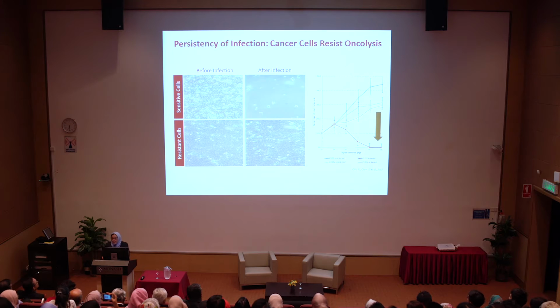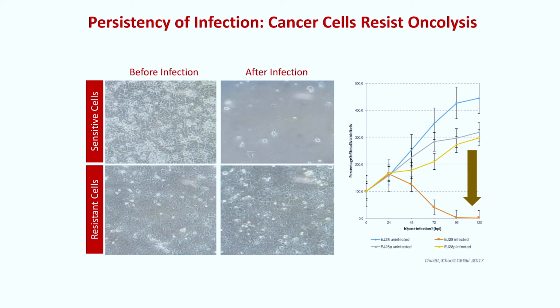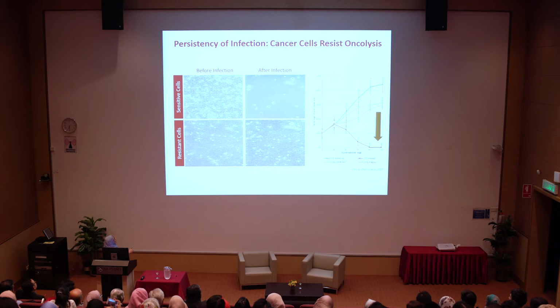In this slide, we have two types of bladder cancer cells. That is the sensitive cells, and these are the resistant cells. And this is before infection. You can see that the sensitive cells all die after viral infection, but the resistant cells survive. So our main aim now is to try and make sure that these cells which are surviving are killed. That's what we really aim for.